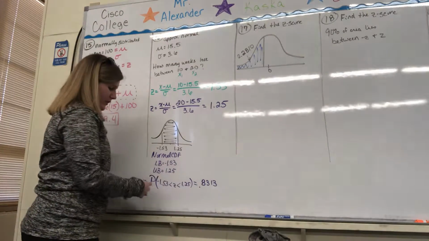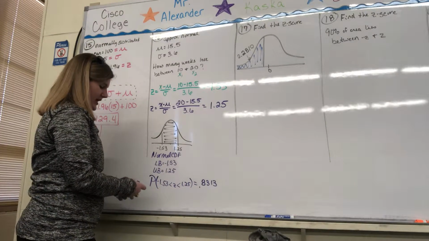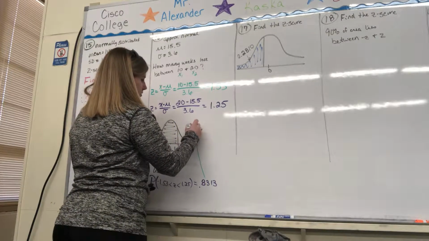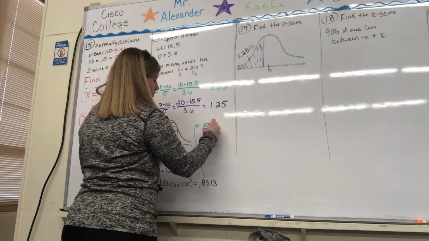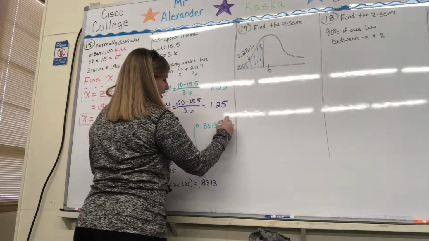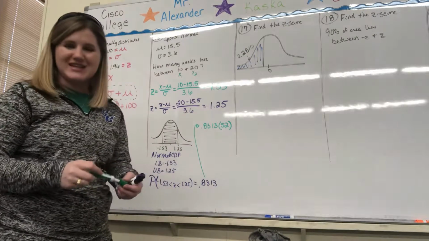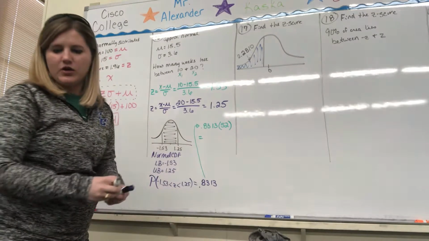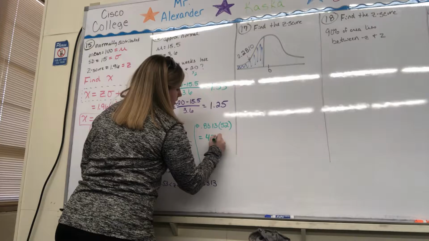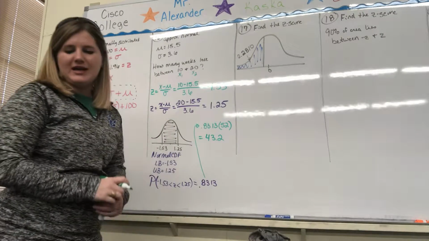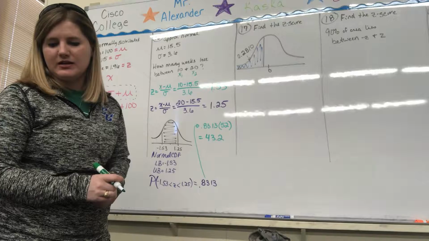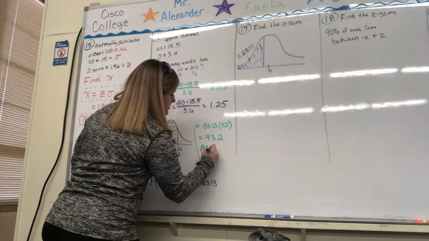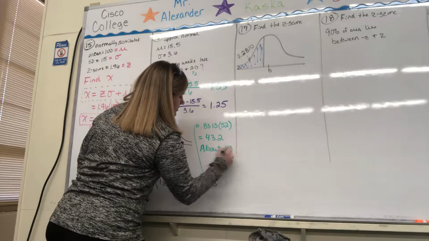So this is in 1 week, so we need to see how many weeks out of a year. We take our 0.8313 and multiply it by 52 because there are 52 weeks in a year, and we would get that this is roughly 43.2. Since it says roughly, our answer would be about 43 weeks.